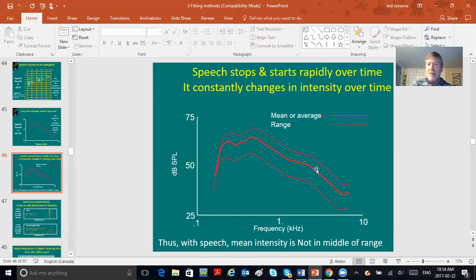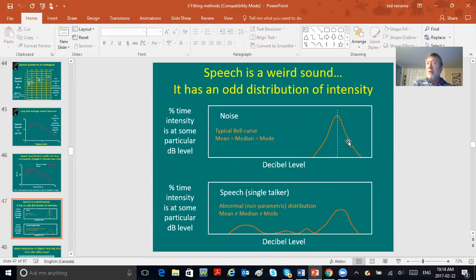This is showing the actual spectrum, the long-term average speech spectrum, LTASS, LTAS, okay? More energy in the lows, less in the highs. The dotted lines show the range from the loudest to the softest. The solid is the mean in the middle. This is just showing you distributions, the percent of times that it was at some particular intensity. And noise of a fan or air conditioner will show that most of the time it's at some particular intensity. But with speech, that's really hard to show. And that's what digital noise reduction seizes upon.